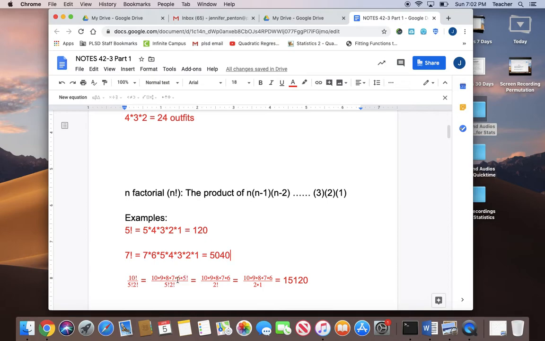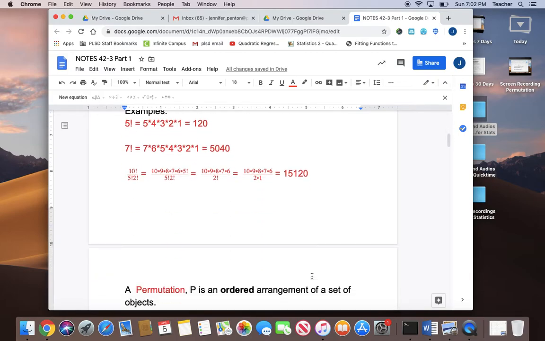And now I can cancel those two. And I end up with 10 times 9 times 8 times 7 times 6 over 2 factorial. 2 factorial is 2 times 1. So I have 10 times 9 times 8 times 7 times 6 over 2 times 1, or divided by 2. And if I do that in my calculator, I get 15,120.